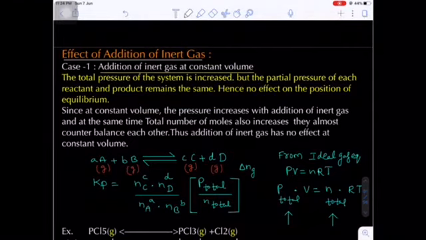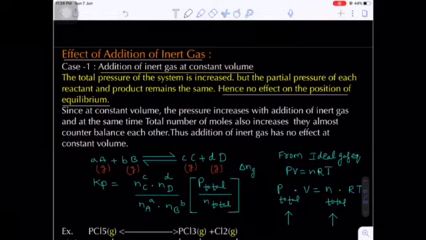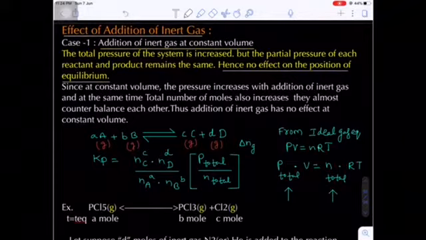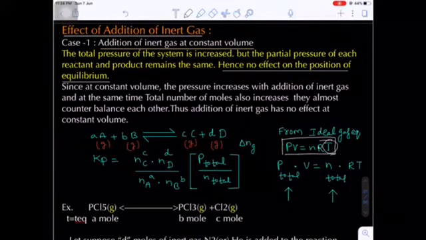Now here, addition of inert gases at constant volume, there will be no effect on the position of the equilibrium. This is very, very important. There is no effect on the position of equilibrium by the addition of inert gases at constant volume, because here volume is constant. Are you getting my point? From the ideal gas equation, PV equals nRT, temperature is constant, volume of the system is constant, a rigid system, and the R value itself is constant.